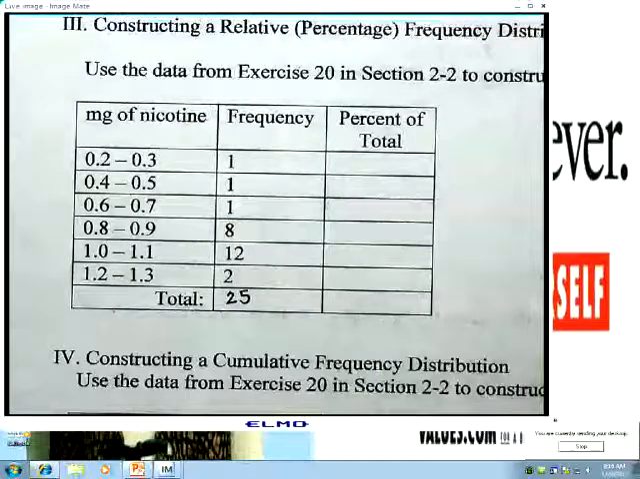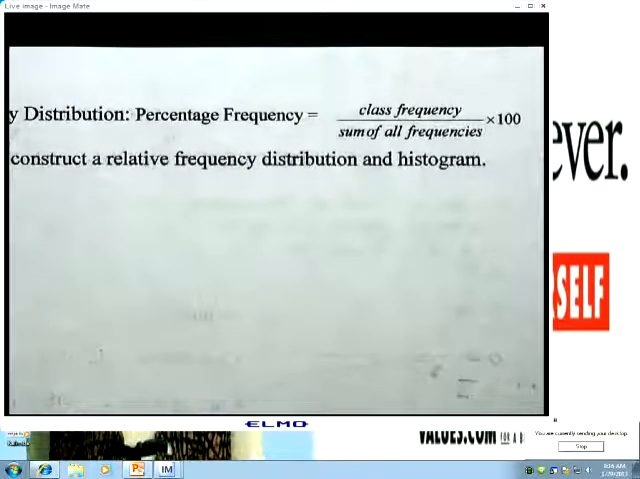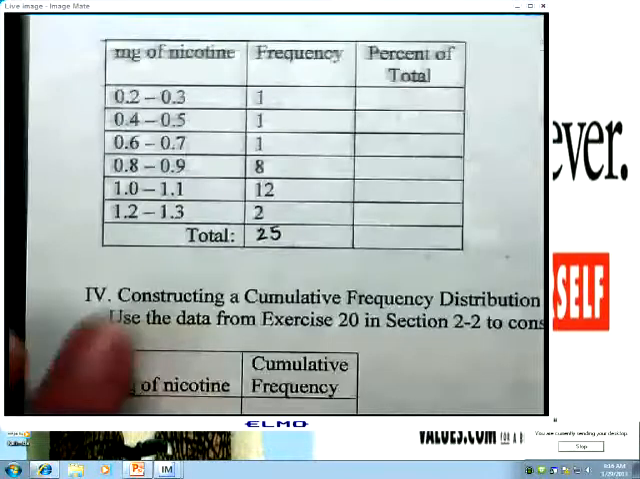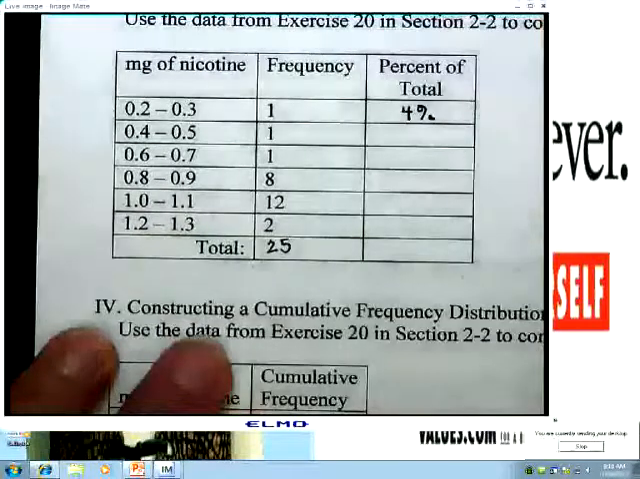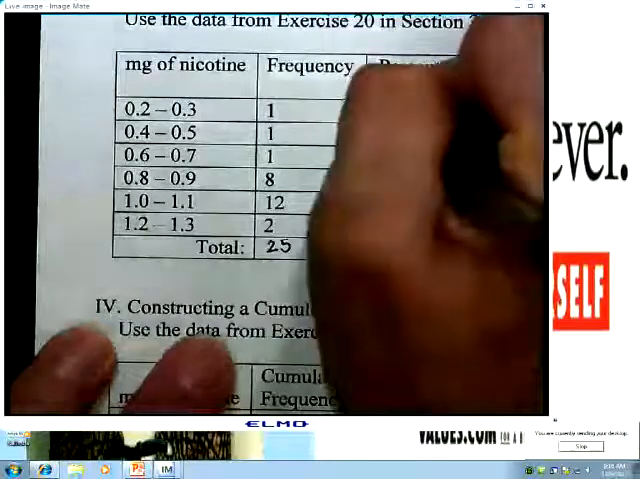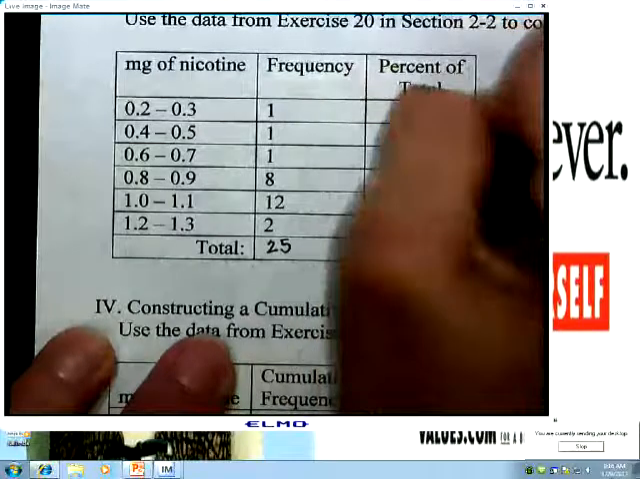So what percent of the cigarettes fell in the range of 0.2 to 0.3 milligrams of nicotine? 1 out of 25 is 4%. Just punch on the calculator, 1 divided by 25, and then change it to a percent by multiplying by 100 or moving the decimal 2 places to the right. So first class had 4%. Second class had the same frequency, so it would have the same percent. Third class is also 4%.